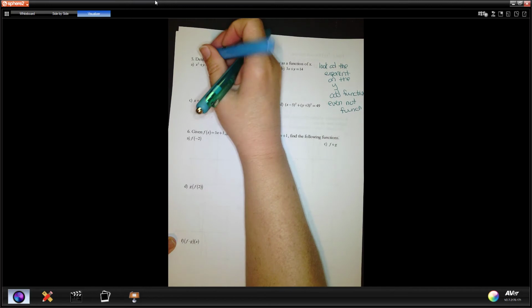And ultimately with this, we're just going to look at the exponent on the y. If it is odd, it is a function. If it is even, it's not a function. So ultimately with this, all we have to do is look at our y's.